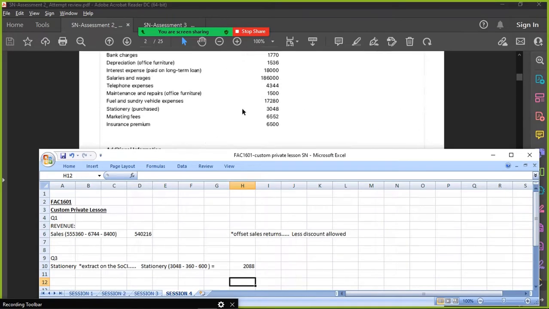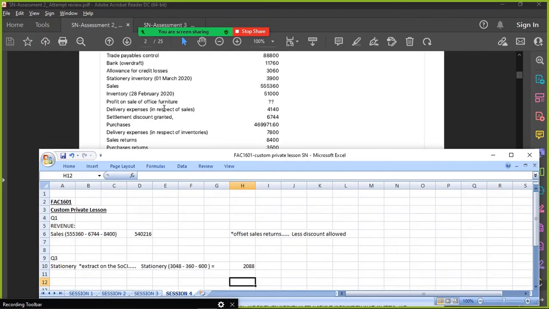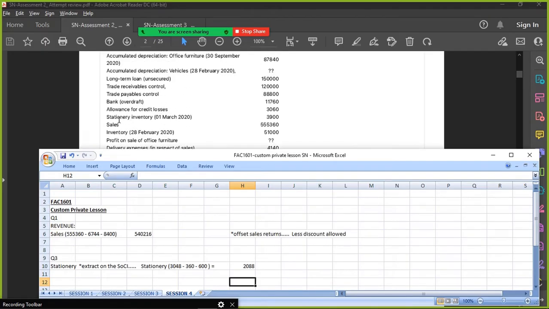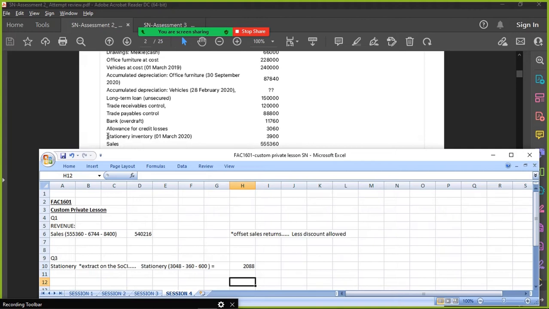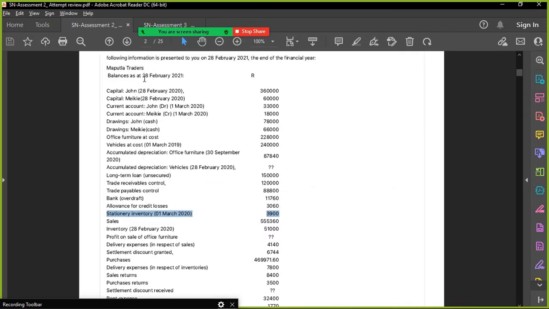Was there a balance? Let's see. Stationery purchased. And then there's also another one. Oh, okay, there we go. All right, stationery inventory. Yeah, so this is stationery inventory. Stationery inventory would be opening inventory that you had from the previous year, because this is looking at 28 Feb 2021. Yeah, okay, so this is stationery from last year that was basically like stationery on hand, but instead of that 600 we had this year, this is from last year. So last year's stationery on hand would be an expense this year.